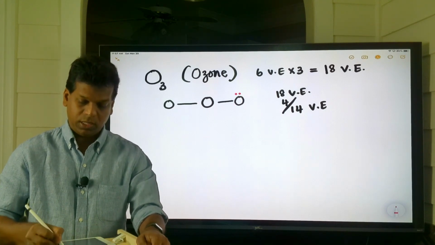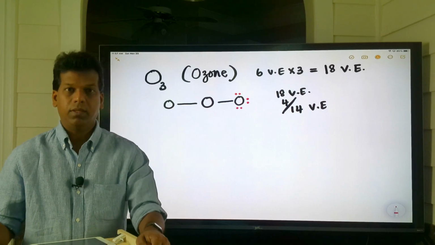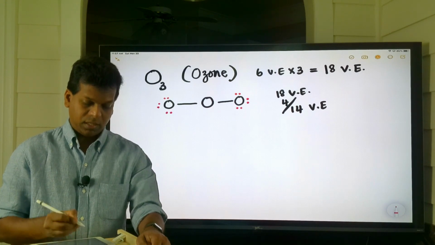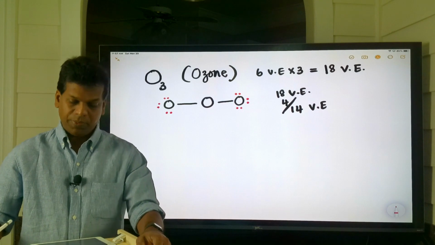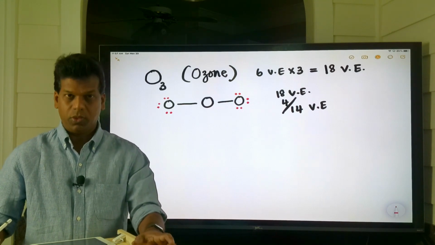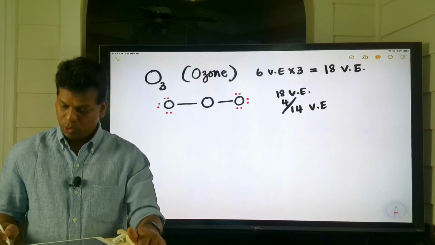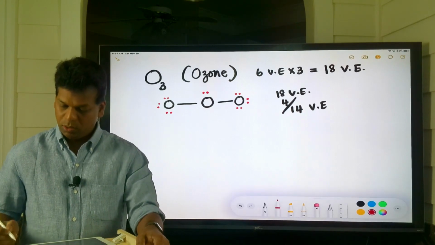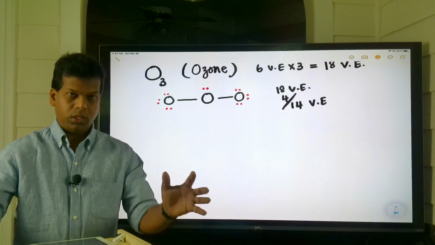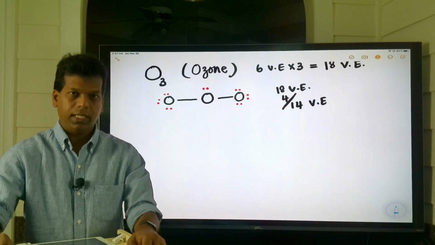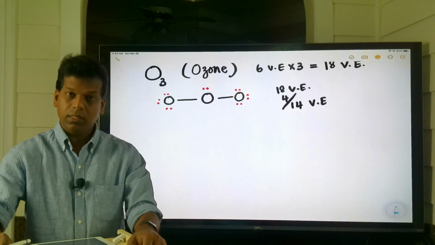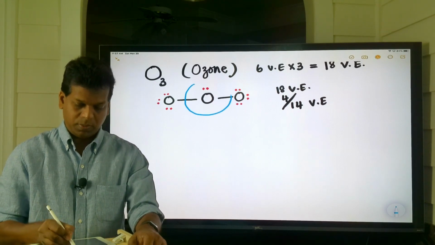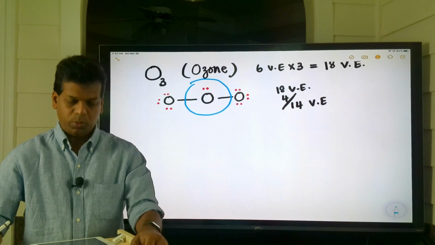There are 14, so I can place 6 here so that this oxygen is happy. I can place another 6 here so that this oxygen is happy as well because it has its octet. So we used 12 out of 14, and there are 2 left. Then you go to the central atom and place them as a lone pair. Now if you look at the electron count on each oxygen, the 2 terminal oxygens have their 8 electrons, but the central oxygen has only 6. There are 2 bonds and 1 lone pair, so 6.